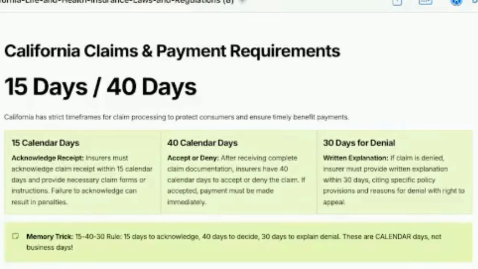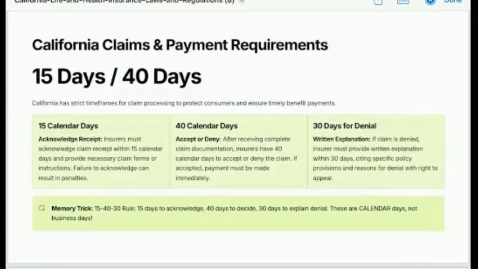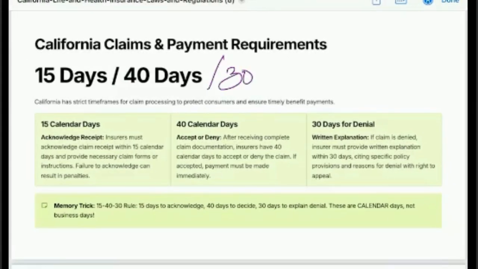All right, moving on to claims and payment requirements for California. 15 days, 40 days, 30 days, this should say. California has strict timeframes for claim processing to protect consumers and ensure timely benefit payments. Okay, so 15 calendar days to acknowledge receipt. Insurers must acknowledge claim receipt within 15 calendar days and provide necessary claim forms or instructions. Failure to acknowledge can result in penalties.